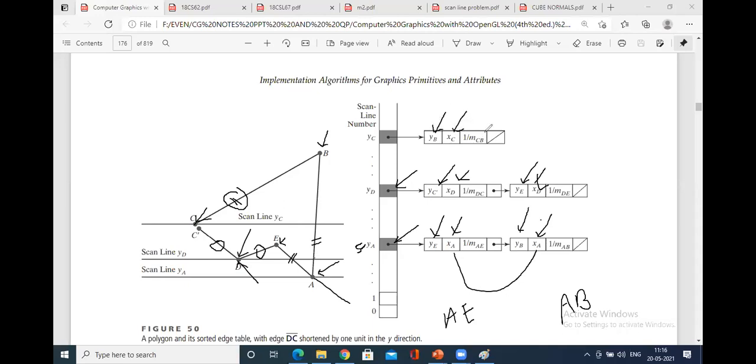And what is this? This is a slope of the line. That is the reverse of the slope of the line. That is 1 by m. Delta X by delta Y. Delta X divided by delta Y. Remember, this is Y value and this is X value. Y value at this particular edge, Y value at this particular edge.